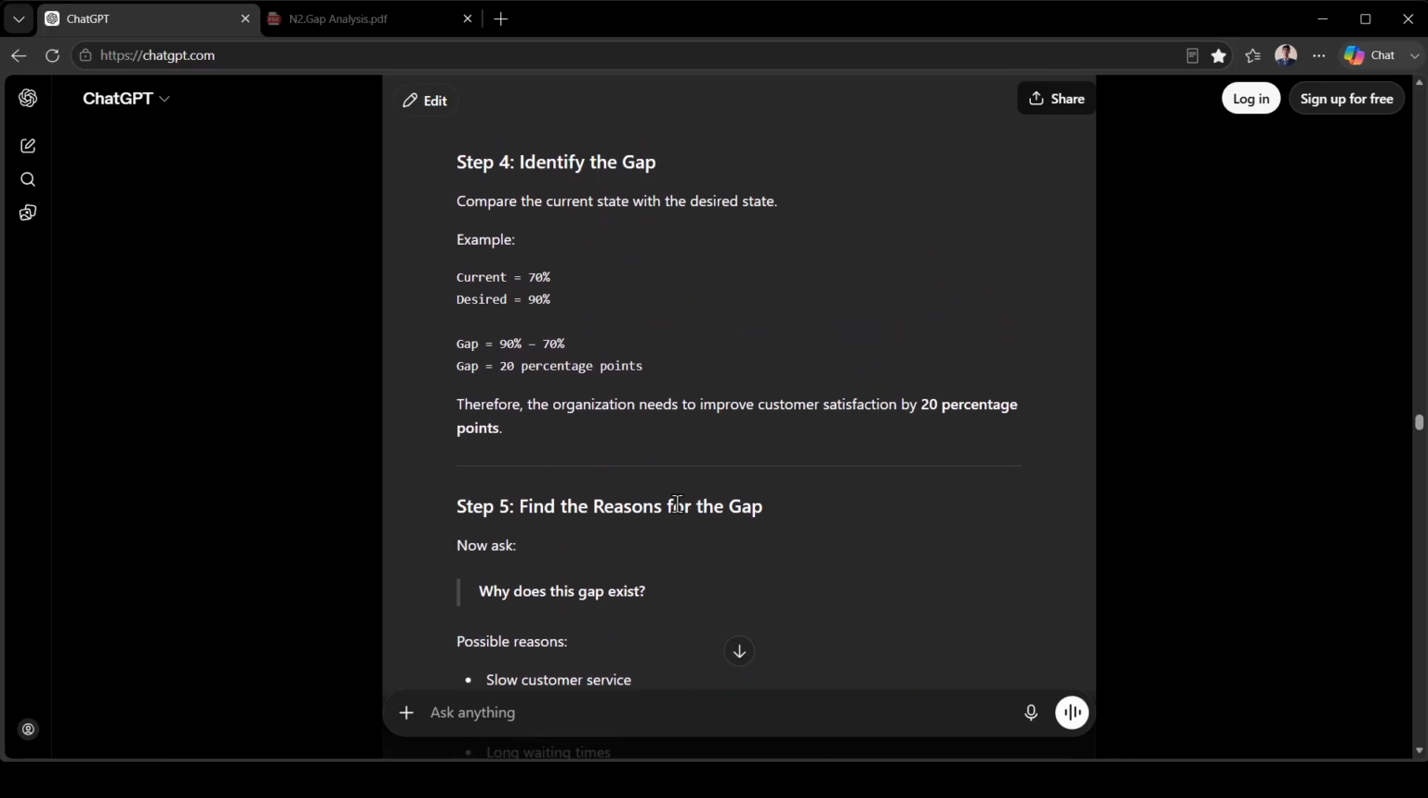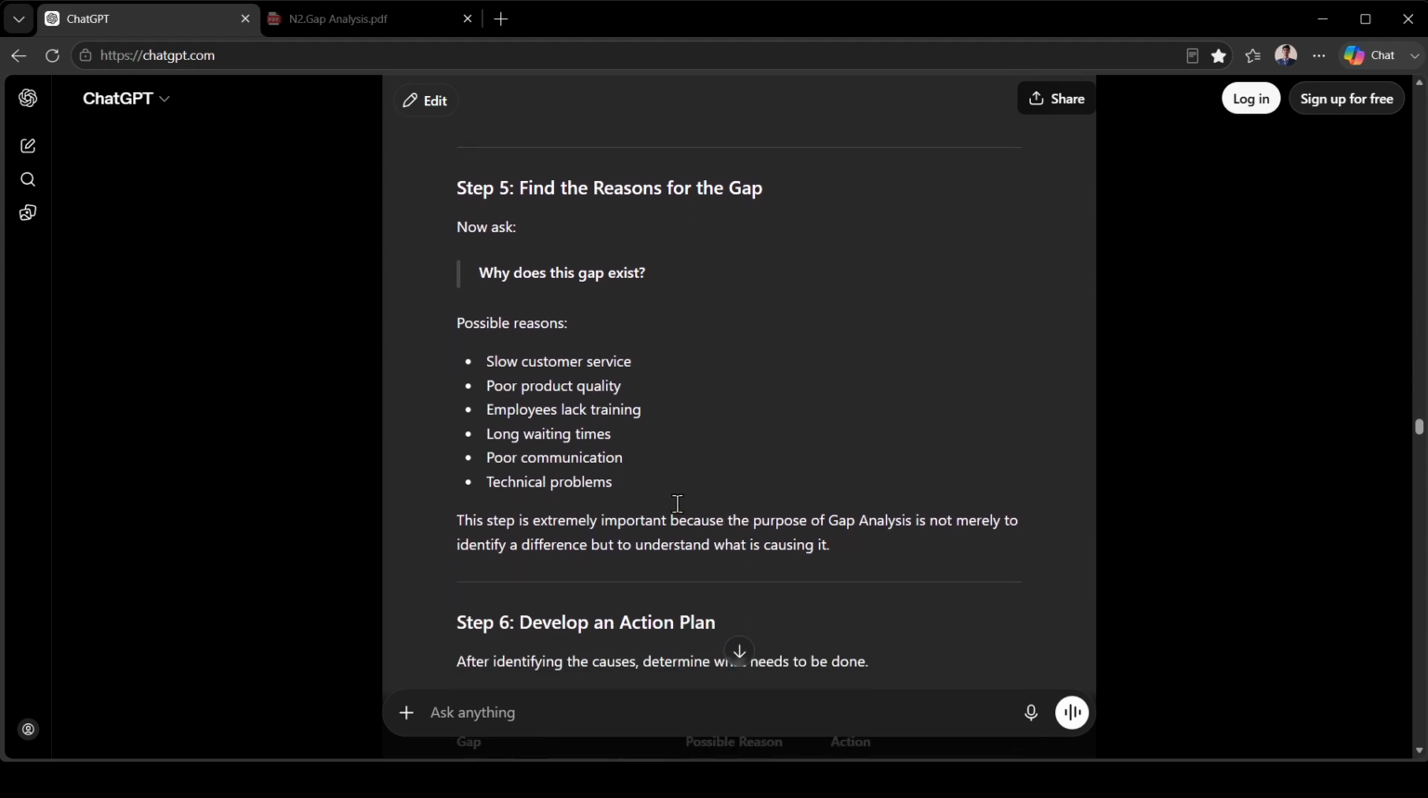Then step 4: identify the gap. Compare the current state with the desired state. For example, current state 70%, desired state 90%. The gap will be 90 minus 70, so the gap will be 20 percentage points. Therefore, the organization needs to improve customer satisfaction by 20 percentage points.